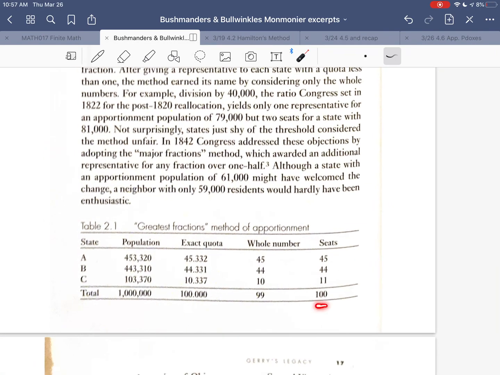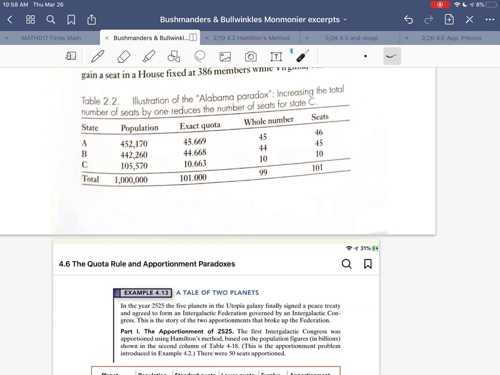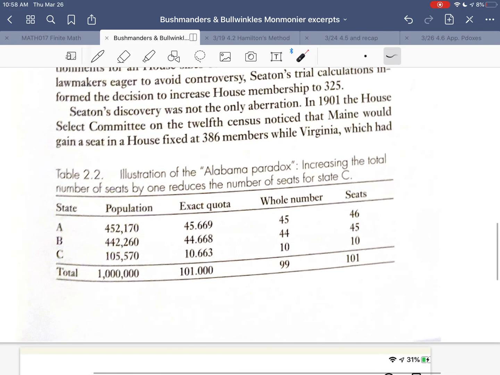We're good. Now, say that the number of seats in the House were to rise from 100 to 101. Now our standard divisor is going to change. So now our exact quotas add up to 101. That's good. But see how the decimal parts are different here than the last digits there. Now we're dividing by a standard divisor which is a little different. Still get 10, 44, and 45. Our lower quotas are the same.